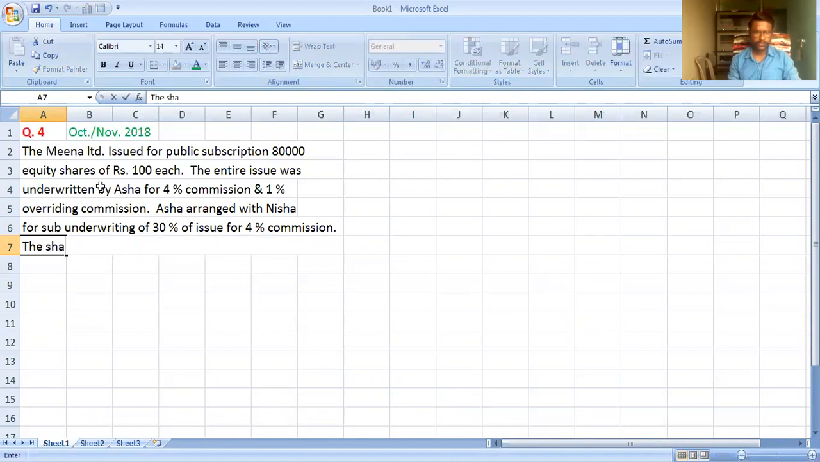The shares were payable as follows: ₹20 on application, ₹30 on allotment, ₹50 on first and final call.